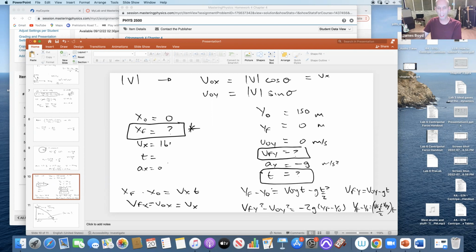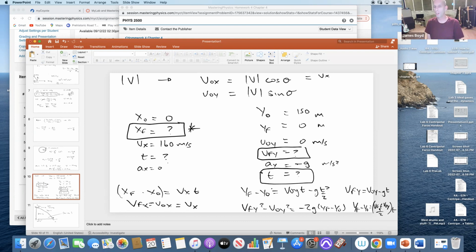V initial of x was 160 meters per second. This was unknown. This was 0. So in order to find this, we need Vx and we need T. Therefore, we can't find T from the x equations because we don't know X final. So we have to find T from the y equations and then substitute it into the x equation to find what X final is.